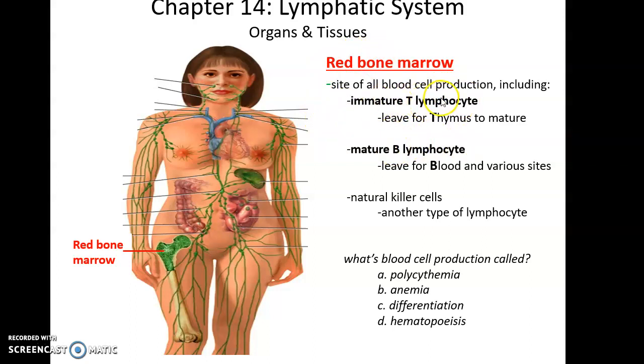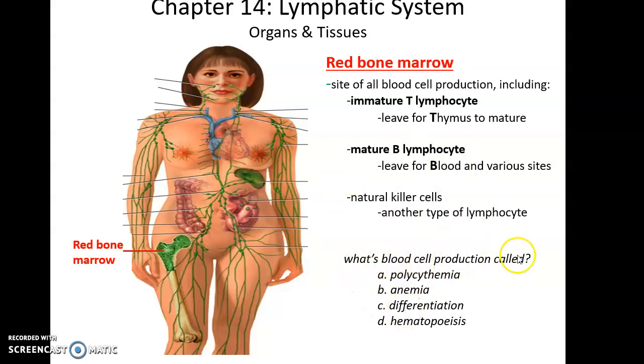The immature T lymphocytes will travel through the bloodstream to the thymus, which is located a little bit above the heart, and there they will mature. The mature B lymphocytes go into the bloodstream and then end up in their target locations in lymph nodes, lymph nodules, and so on. Another kind of lymphocyte are natural killer cells. The natural killer cells go around throughout the body and destroy abnormal body cells.